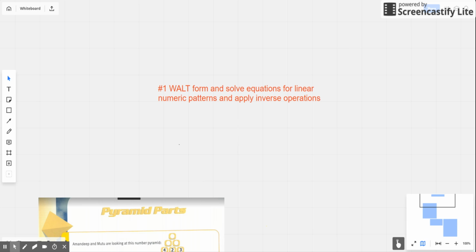Okay, welcome to your first session on algebra. So today we're looking at being able to form and solve equations for linear numeric patterns and apply inverse operations.